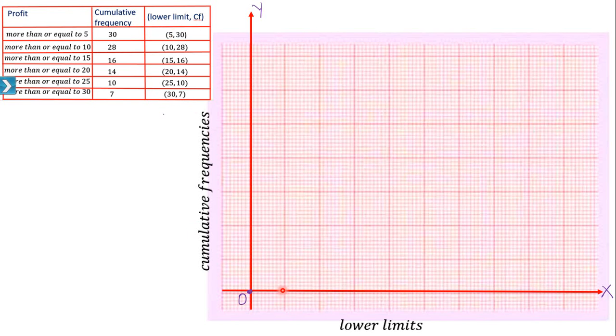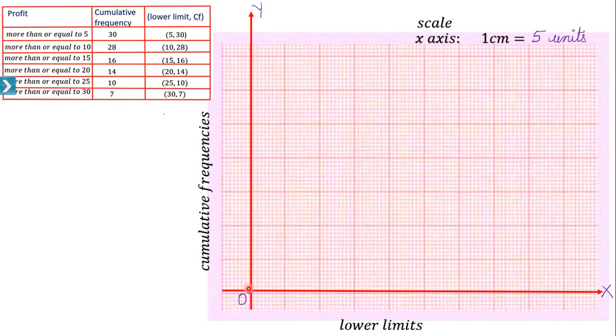Now, choose a suitable scale to plot the points. Here along the x axis 1 centimeter is equal to, this much is 1 centimeter. So, 1 centimeter is equal to, observe the points 5, 10, 15, 20, 25, 30. The points vary from 5 to 30. So, we can choose a scale 1 centimeter is equal to 5 units.